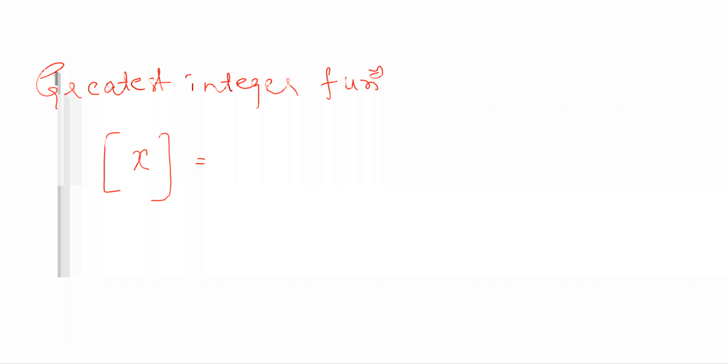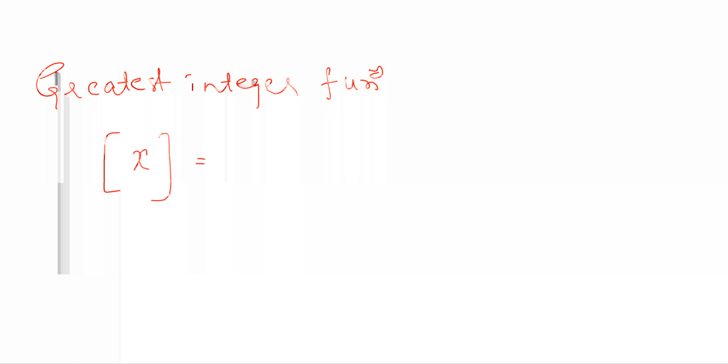The notation for this one is in between square brackets, in between x. It will not be a straight line. You should not write a straight line; square brackets only you should write. If you write a straight line, it means it will be modulus.